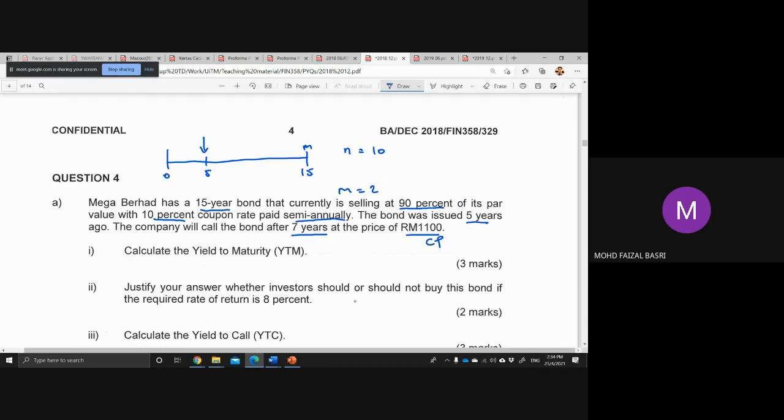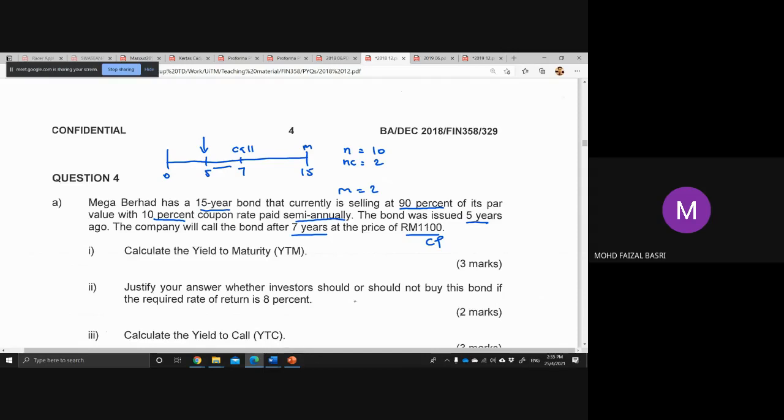The company calls the bond after the 7th year. So in the 7th year, it will call, so it will call here. Originally your NC, the call period, will be 7 years. But since we are in the 5th year, our NC left is only 2 years. So this is for YTC. And remember, when there is M, it will implicate N and your coupon as well.